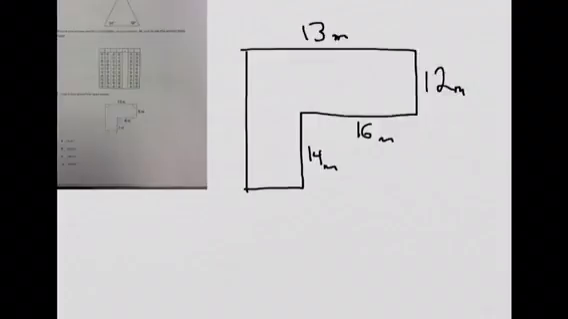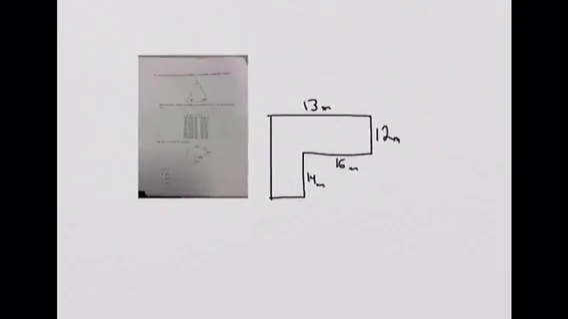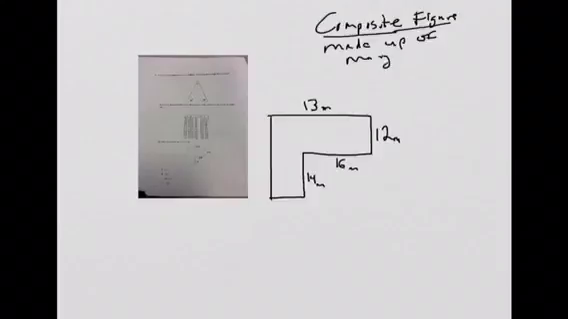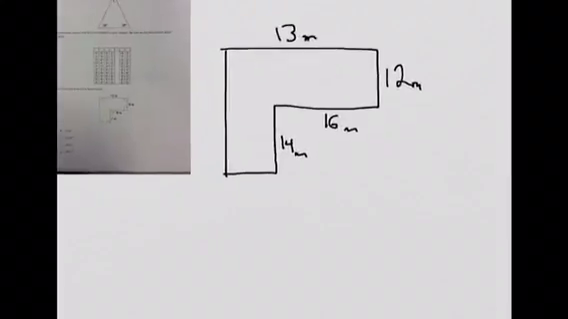Okay. Now, this composite figure, I'm going to write that down. Composite figure. So composite means made up of many shapes. Not Snapes, we're not talking about Harry Potter. Made up of many shapes.